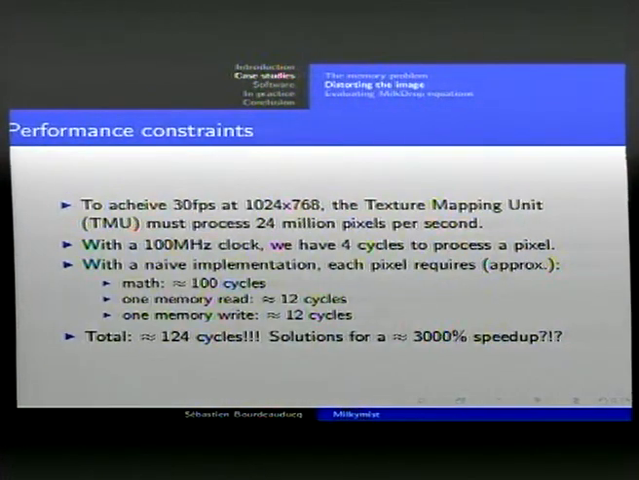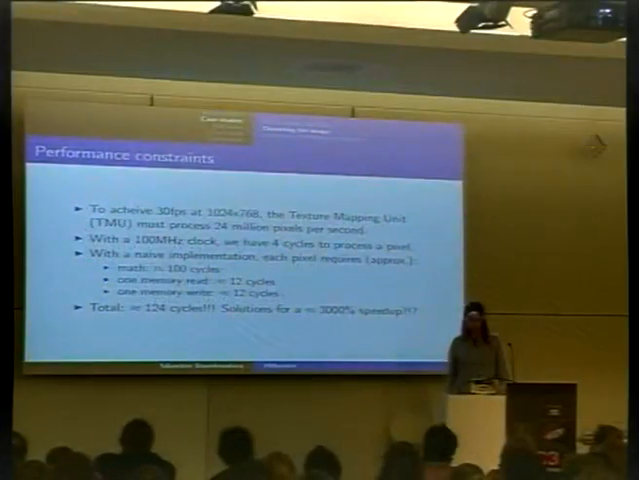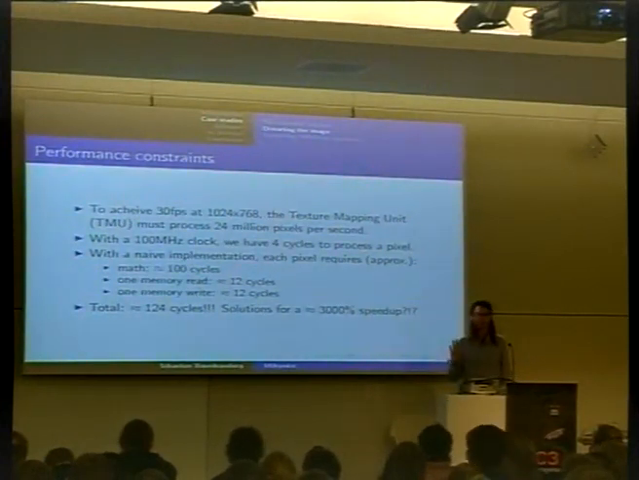So now this sounds quite easy. I mean, you can just do it with some software. But the problem here is performance. If you want to achieve 30 frames per second at XGA resolution, the texture mapping unit must process 24 million pixels per second. Which means that if your system on chip is running with a 100 megahertz clock, you have only 4 clock cycles to process 1 pixel.